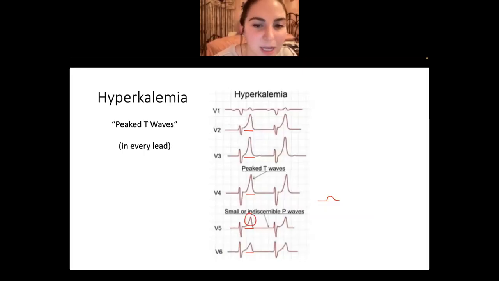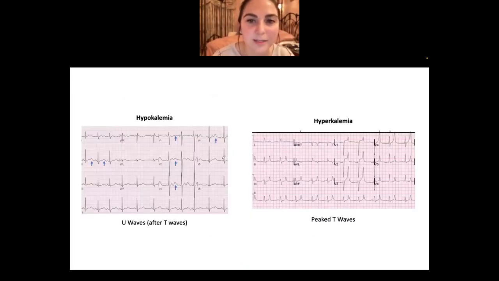That's just something else to keep in mind. This is not a P wave. This is a peaked T wave. They're usually very obvious. They usually look like this when I've seen them.